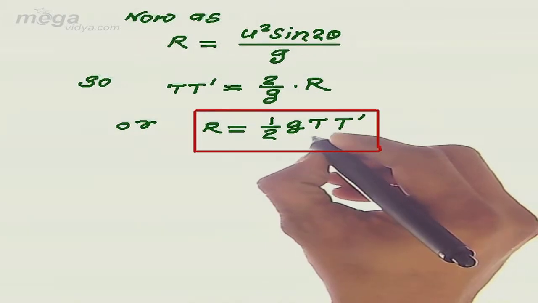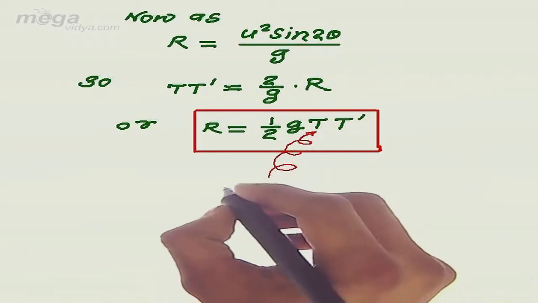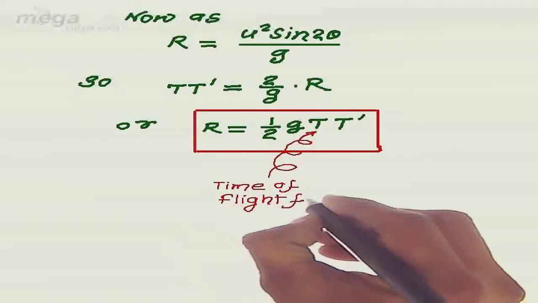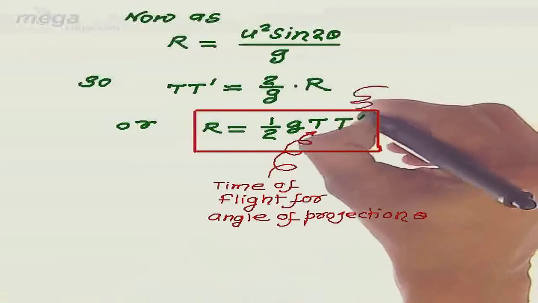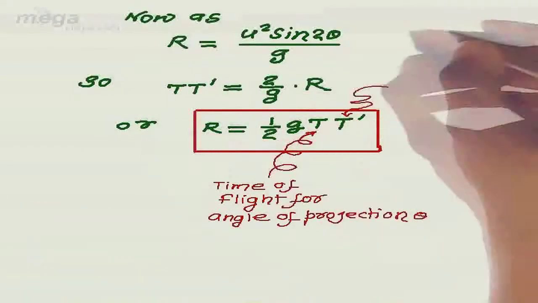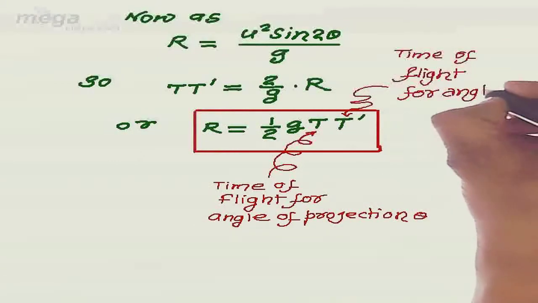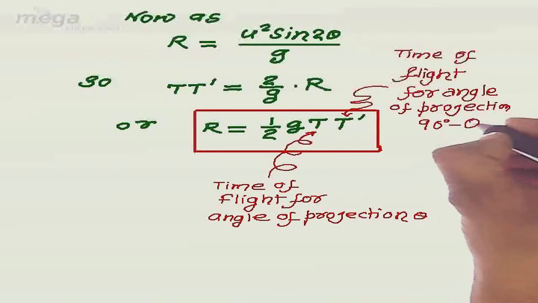Here in this result, we can easily say that the time T is the time of flight for angle of projection theta. While this time T dash is the time of flight for angle of projection 90 minus theta.